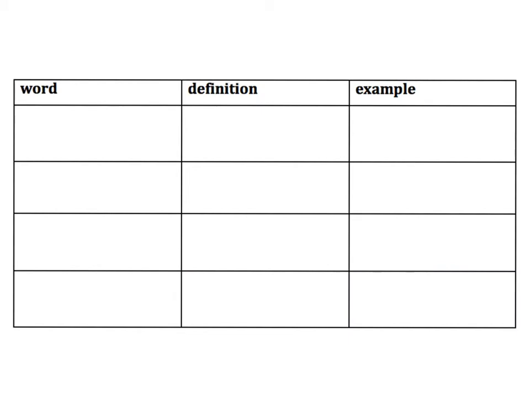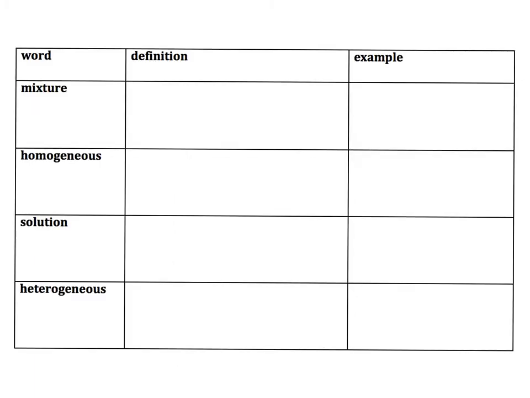All right, on that page, I want you to draw this little graphic organizer, just like we did for the pure substance note. So pause the video and copy this down. There are 4 words that have to do with mixtures. The 4 words are mixture, homogeneous, solution, and heterogeneous.